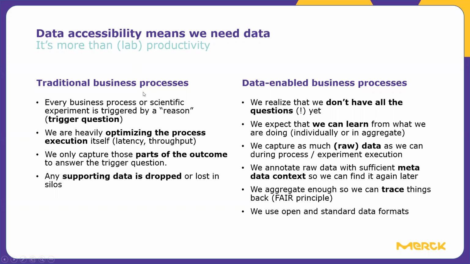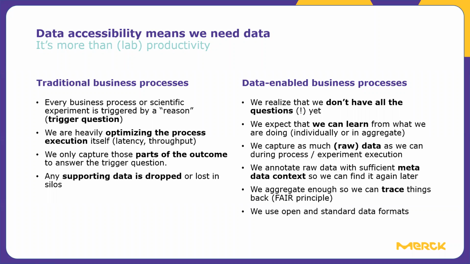So in a traditional business process, what you typically see is everything happens for a reason, right? For a typical business process, there is a certain trigger or a trigger question that stands behind a scientific experiment. Now, this trigger question is what kicks off the process. And then what we typically do is we heavily optimize the process execution itself. So we get decent latency, that we achieve a high level of throughput. And that is what we organize everything around, this topic of efficiency in getting stuff done.